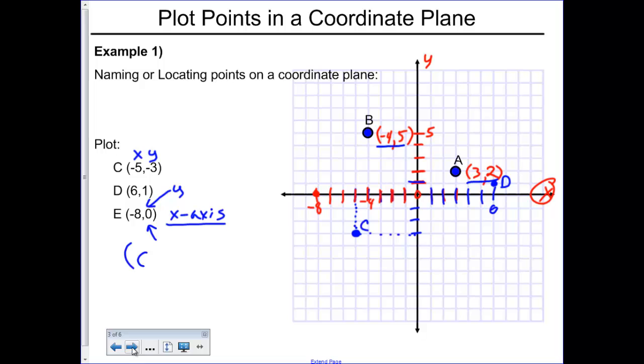What if we had a 0 for x? Chances are, if there's a 0 in there, it's going to be on an axis. But if I have a 0 for x, this point will probably be located on the y-axis. And we'll go ahead and graph that. So 0, 4. So 0 means no left or right movement, but up 1, 2, 3, 4. And our point would be right there. We'll call that point F, and that would be at 0, 4.